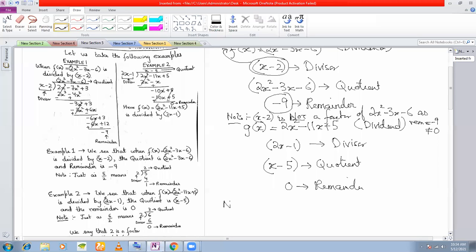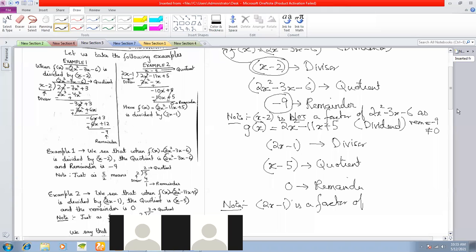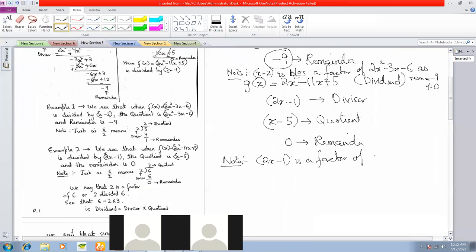But here you're getting a 0 remainder in the second case. So here I say 2x minus 1 is a factor of 2x square minus 11x plus 5. Right? Now, if you remember, I gave you the example of 6.